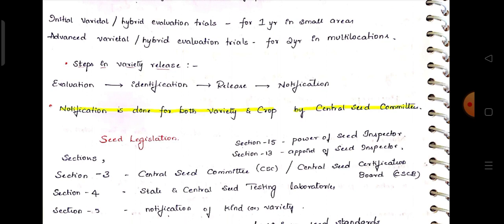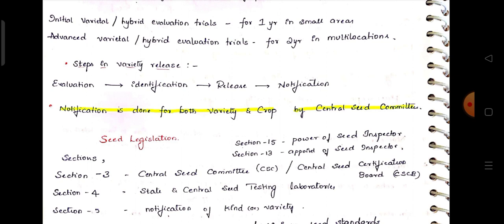When I was explaining the varietal release chart or the video which is having elaborated way of varietal release, this simple form is not given, but in majority of the exams they will ask the simplest form only. This you should remember very properly: evaluation, identification, release and notification. This you just fix it in your mind. Notification is done both for variety and crop by Central Seed Committee.